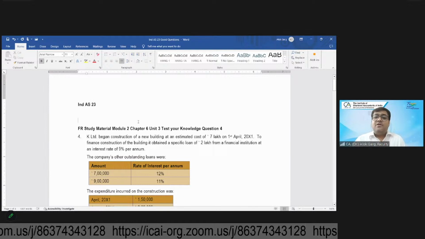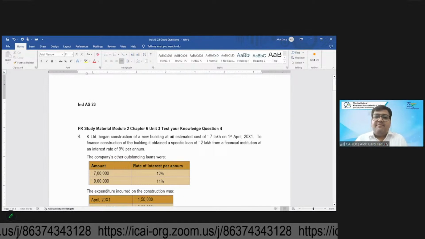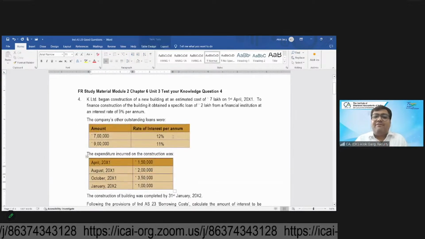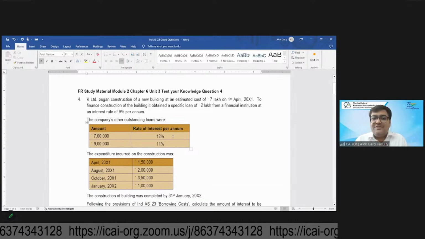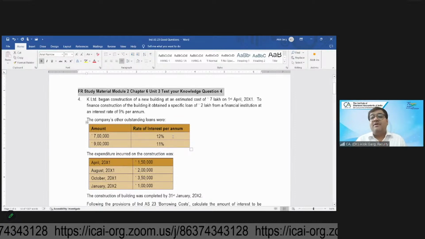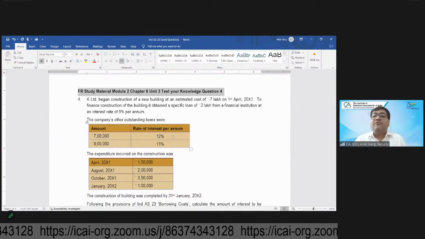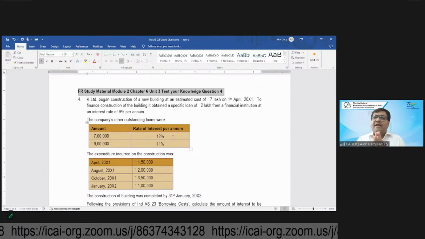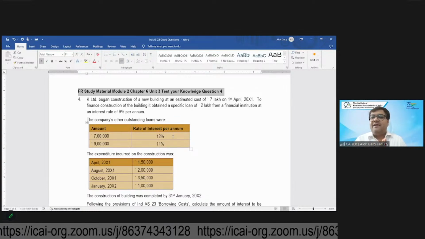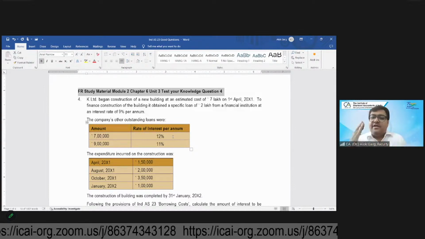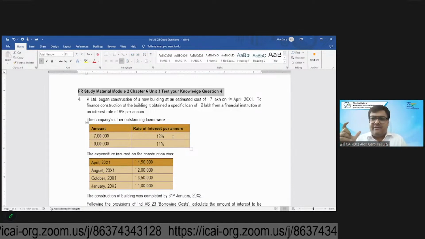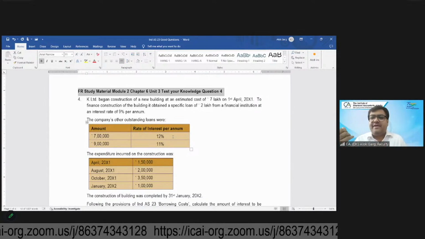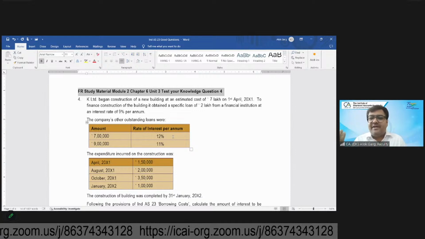Okay. So friends, I am discussing one of the questions of FR study material module 2, chapter 6, unit 3, from test your knowledge question number 4. And before that, one aspect is that the borrowing cost is going to be capitalized from the commencement date. You must have heard about the concept of commencement date. What is meant by commencement date?